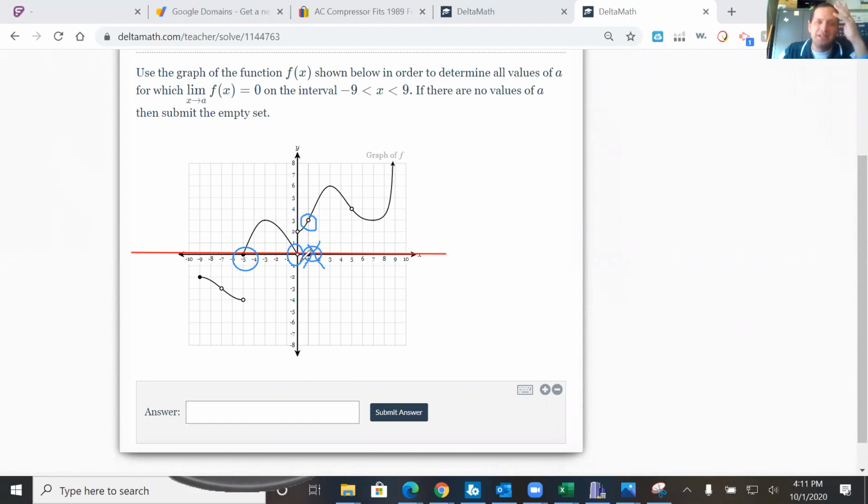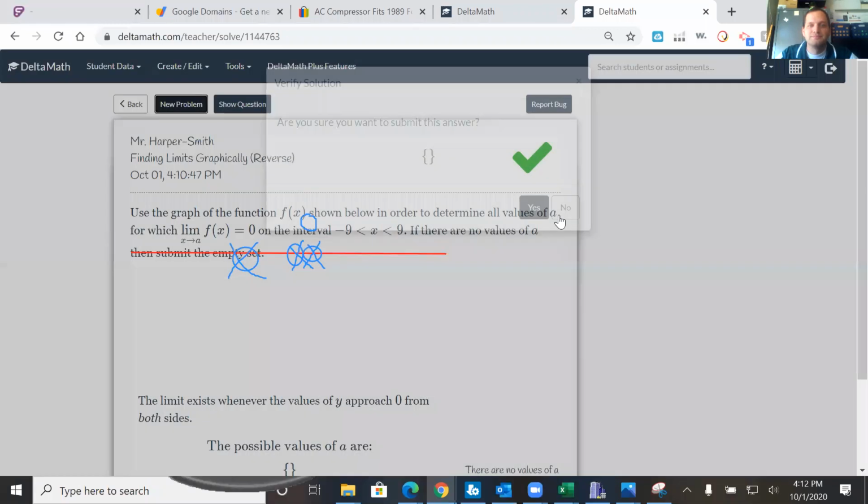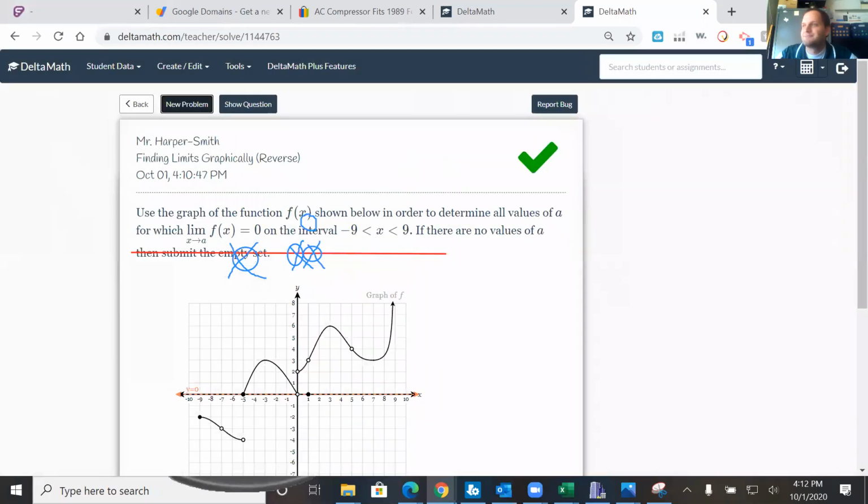The positive side is coming in at 2, the negative side is coming into 0. Not it. At -5, we've got one line. The negative side is coming down to -4, and the positive side is coming down to +0. There's a jump, so that's not it either. So there's no limit on the line that approaches 0. In this case, if there are no values, then submit the empty set. So there is no answer. Ta-da! That's kind of a tricky one.